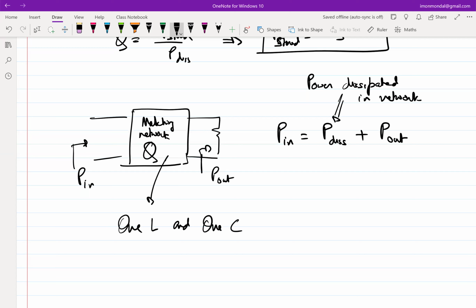Right? Because that's what we have been typically doing. If I have multiple C's in series, I'll just combine them and say it's one C. Or multiple L's in series, we'll combine them into, let's say, one L. So effectively, I can say it's one L and one C. Fine. So I have to figure out what this power dissipation is.